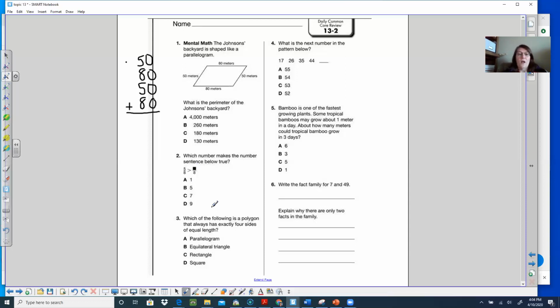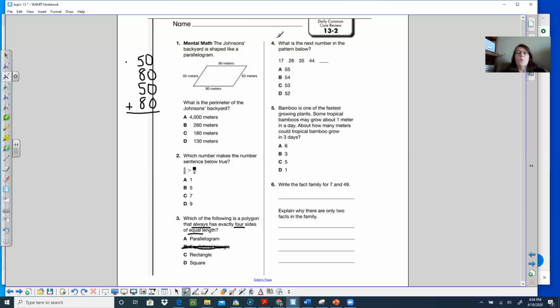Number 3, which of the following is a polygon that always has exactly 4 sides of equal length? So all 4 sides are the same length. Is that a parallelogram? Is that an equilateral triangle? Is that a rectangle? Or is that a square? I'm hoping you went, oh, they said 4 sides. So I know I can get rid of equilateral triangle. It cannot be that one. So now you have 3 to choose from. I hope you drag the circle to the correct answer.